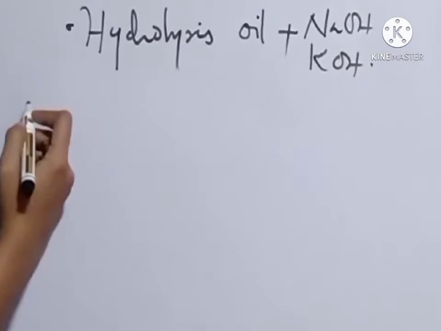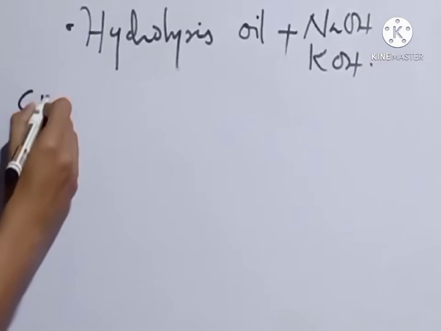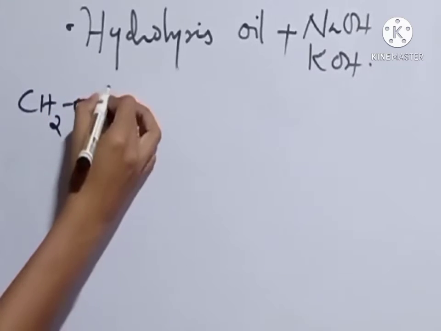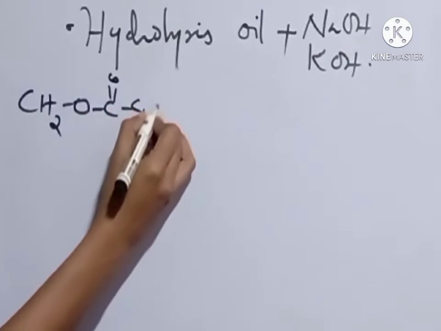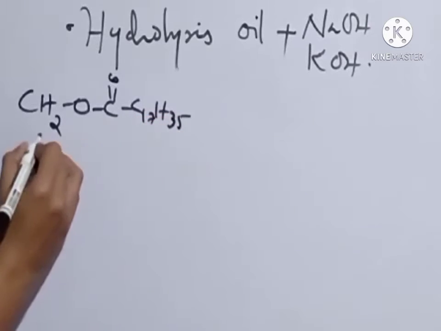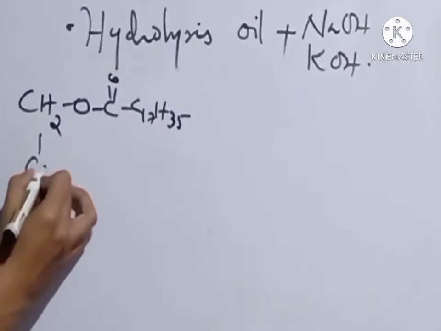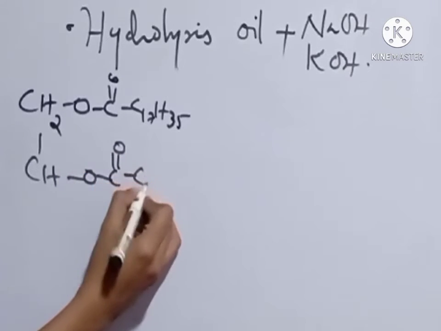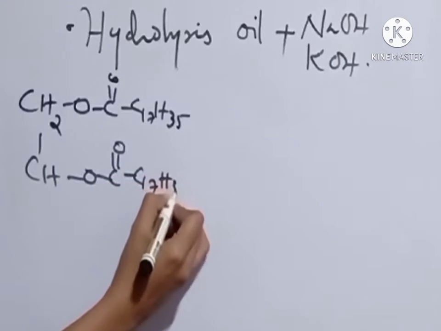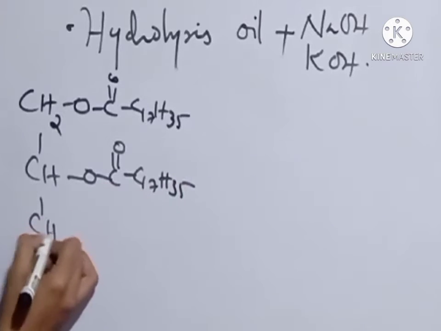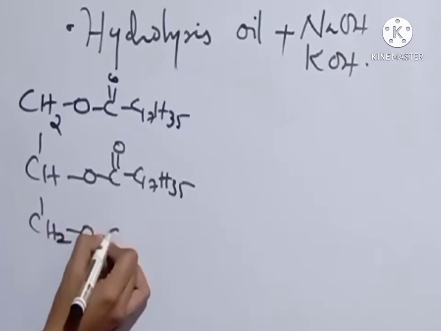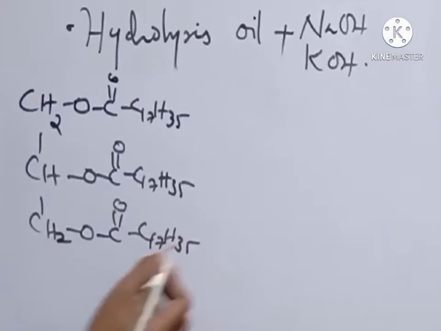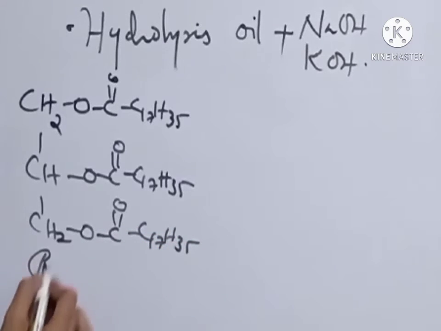For example, if we hydrolyze glyceryl ester, this is CH2OCOC17H35. Three such units are there. So CHOCOC17H35, and CH2OCOC17H35. This is glyceryl ester.